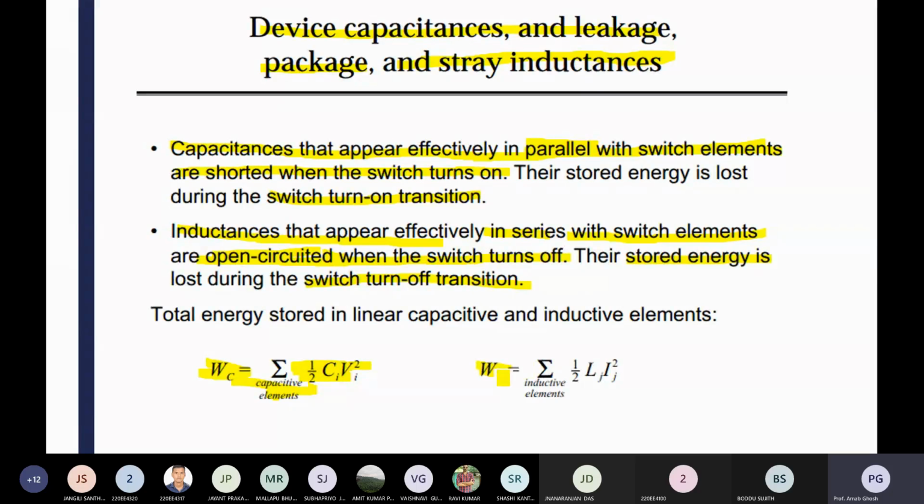Hello, sir. Semiconductor output capacitance. Okay. Hello, sir, I have a doubt. What happened? Please tell me. I have a doubt. Tell me.